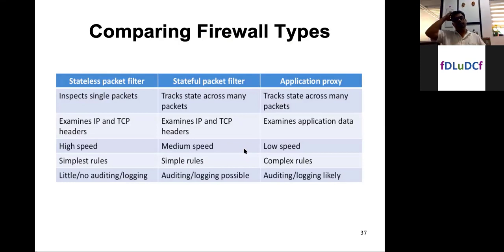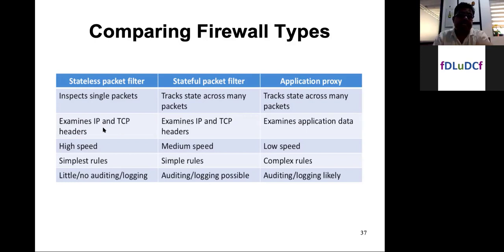So we're comparing these types of firewalls which we discussed so far. We have the stateless packet filter, the stateful packet filter, and the application level gateway. This is a summary. Basically, the stateless one only inspects the packet. The stateful one tracks the state across many packets. The application level gateway tracks across the packets plus application data.